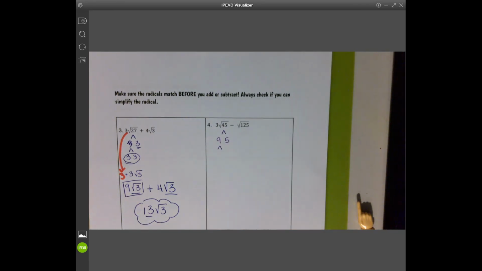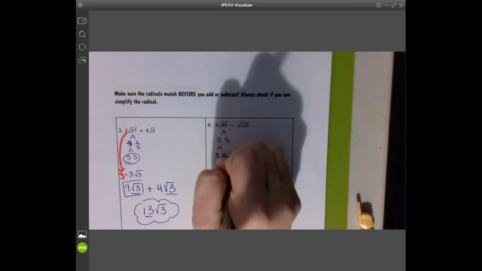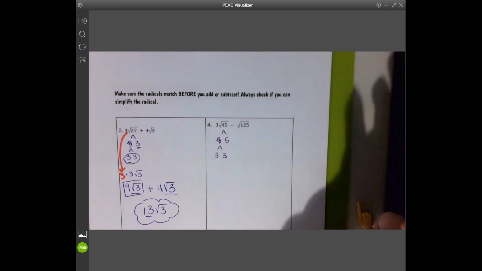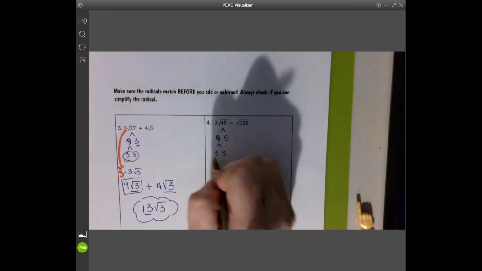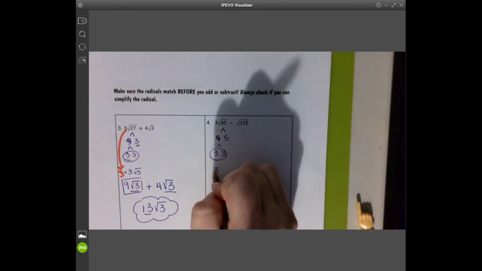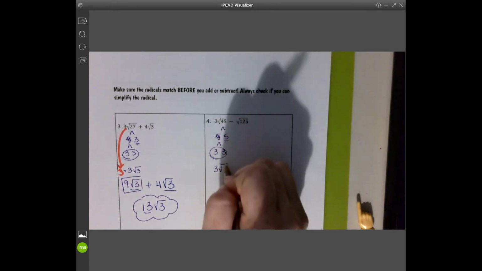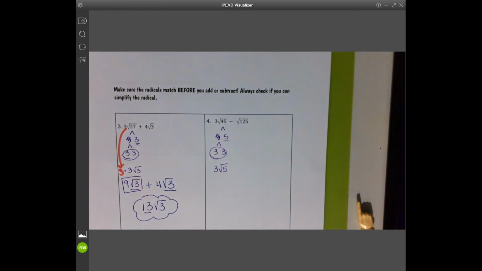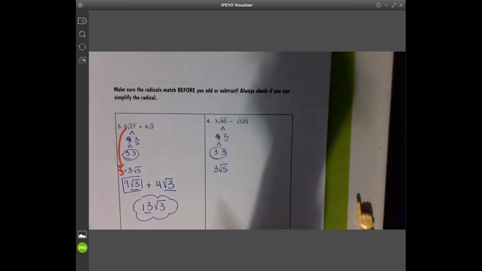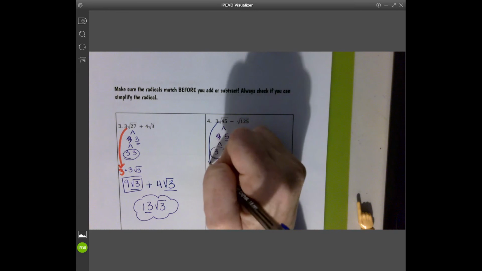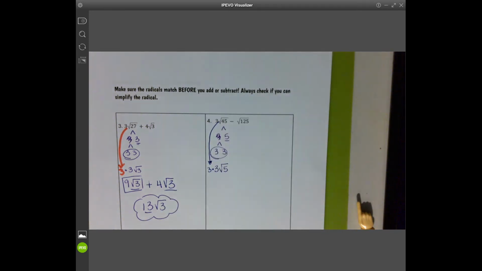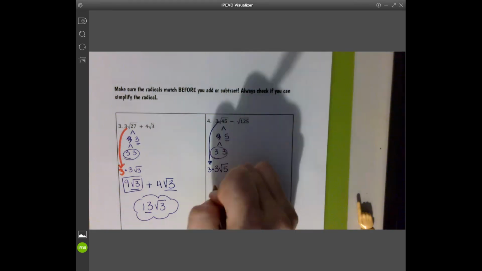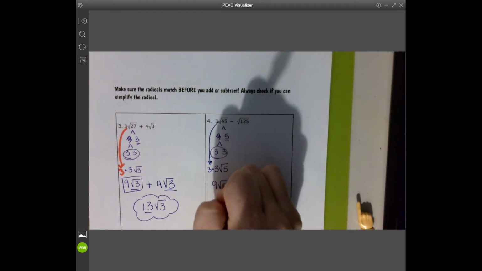9 can be broken down further to 3 and 3. Again, I like to cross out as I go so I know it's not there anymore. So here's a pair. So here I have 3 square root of 5. There is a number on the outside, so we drop that down. And now we have a multiplication problem. So now we have 9 square root of 5.